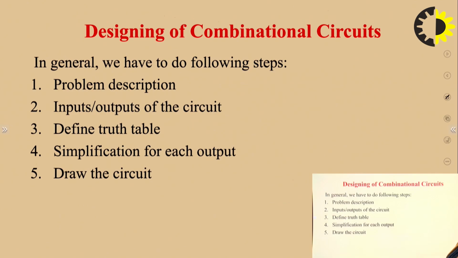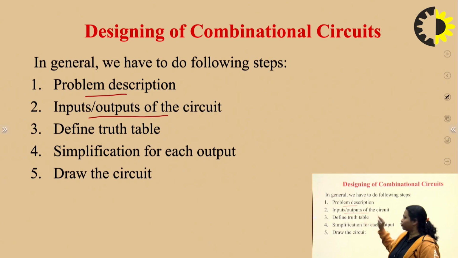Designing of a combinational circuit. How do we design? First of all, we have to describe the problem. Then we have to decide the inputs and outputs of the circuit. We have to define the truth table. Then comes simplification of each output.